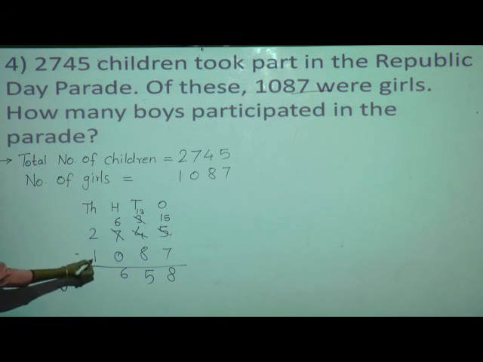Now move to the thousands place column. Here 2 is there, here 1 is there. 2 minus 1, where is it? 2 minus 1? 1. So what is the answer? The answer is 1658. Then this answer we have to write in the sentence.